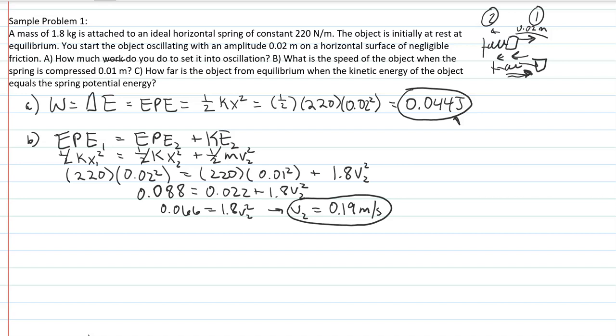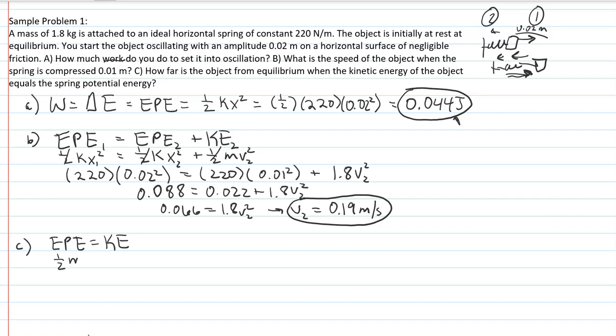Then part C: how far is the object from equilibrium when the kinetic energy of the object equals the spring potential energy? By spring potential energy, they mean elastic potential energy. So again, energy is conserved throughout the entire motion, and we know that at one point the EPE will equal the KE. So I'm going to start just by writing that.